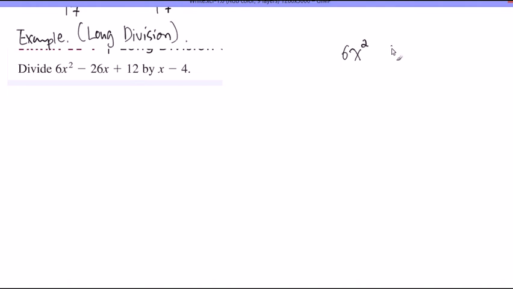Highest degree, next one, 26, and plus 12, right? What if there's no x in it? What if there was a 6x squared plus 12? You insert an empty place there for x to the first, all right? If it is missing a term, have a little place ready there. And then we draw this thing there, right? And you write down the divisor also in the correct order. If it also misses one of the terms, it's also a good idea to leave a space.